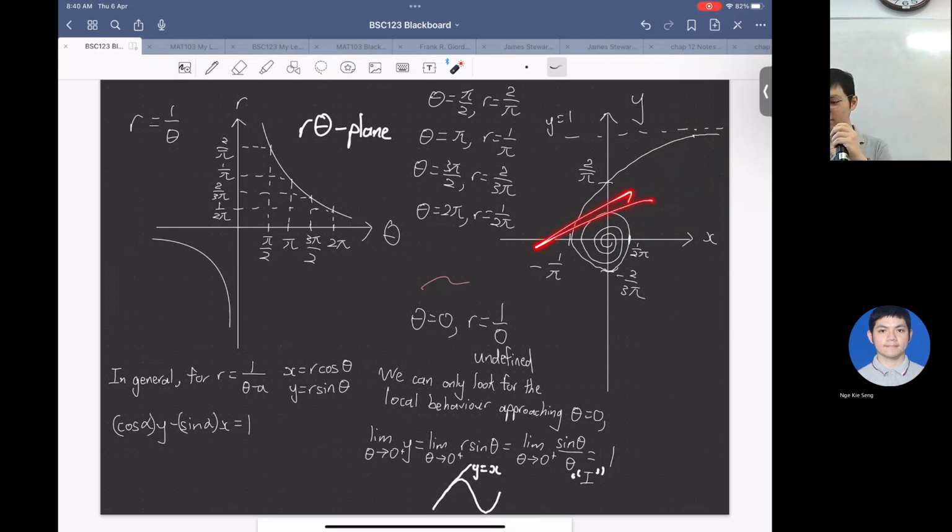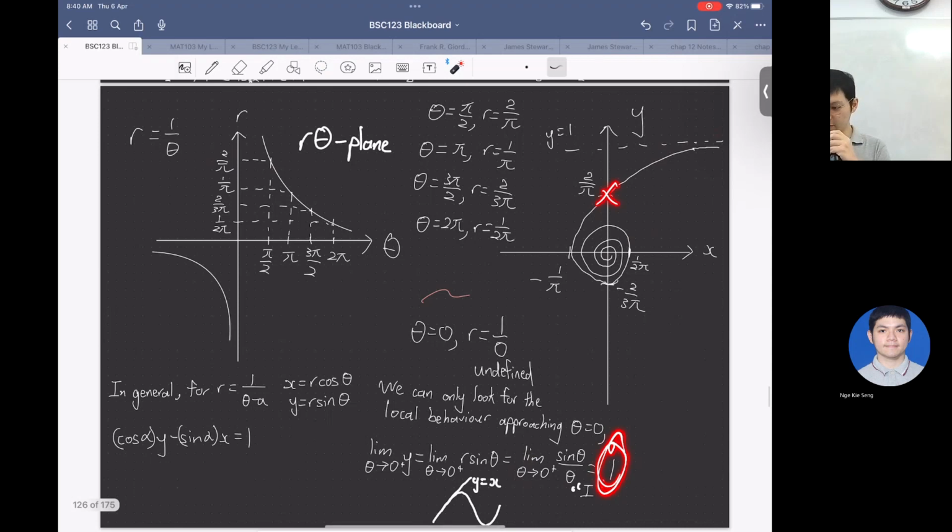Don't look at this part first. We look at the angle maybe from pi over 2. You see, at pi over 2, r is 2 over pi. And when the angle starts getting to 0, the point approaches 1, not achieves 1, but approaches 1. So you get increasing points approaching 1. Make sense? Okay, so how do I get this spiral thing here?